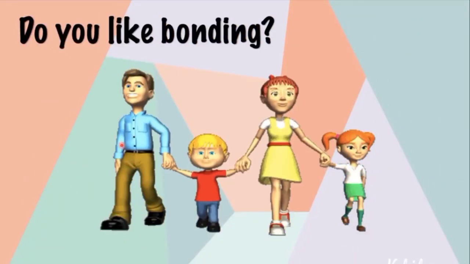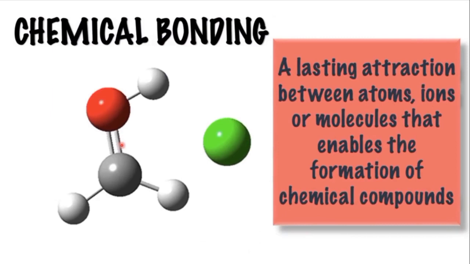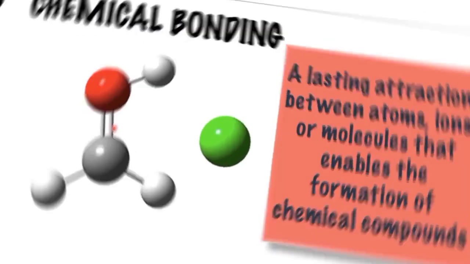Do you like bonding with your friends, family, and loved ones? Bonding as humans is very important to our physical, social, and emotional state. Moreover, do you know that atoms bond as well? And that is what we call chemical bonding. Chemical bonding is the lasting attraction between atoms, ions, or molecules that enables the formation of chemical compounds. And there are several types of chemical bonding.